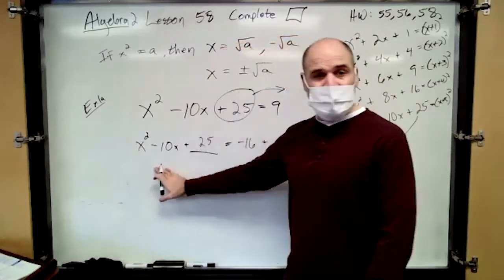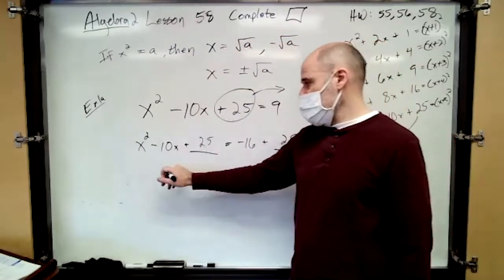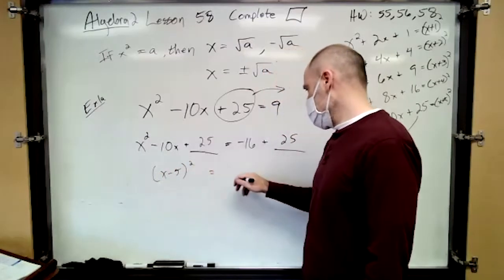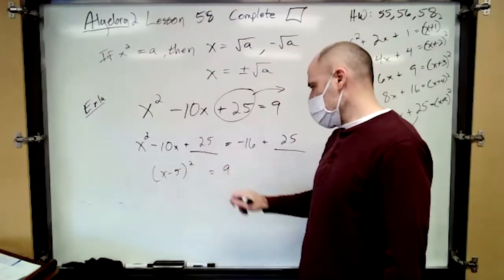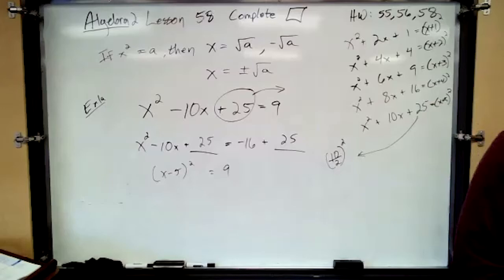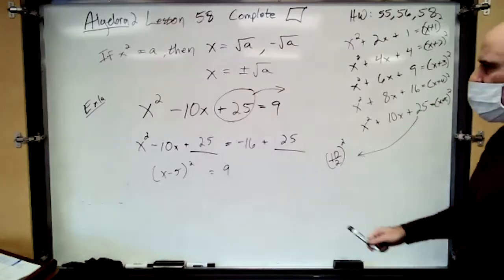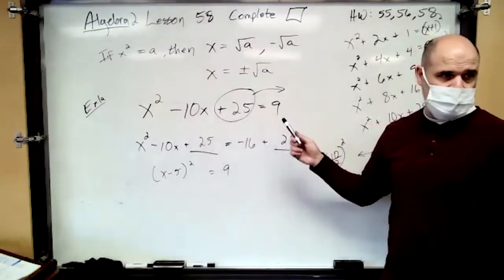So then now you can factor this. Look at this. This factors as x minus 5 in parentheses squared. And then this is just 9. Where'd you get the negative 16? I brought the 25 over here.